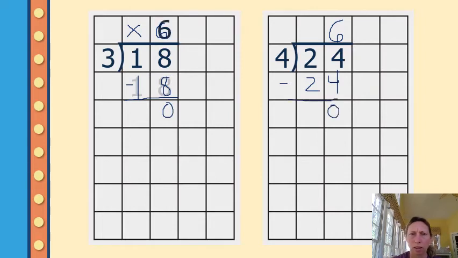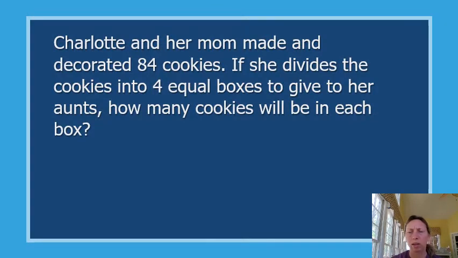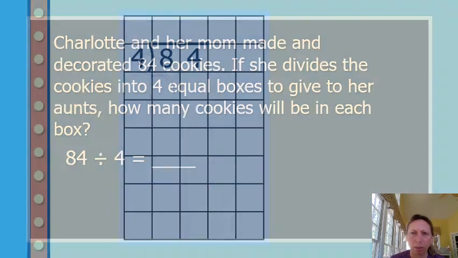Okay, so the next thing we're going to learn is about the word problem. We're going to work this out on the next slide. Charlotte and her mom made and decorated 84 cookies. If she divides the cookies into 4 equal boxes to give to her aunts, how many cookies will be in each box? All right, so this is our problem, 84 divided by 4.